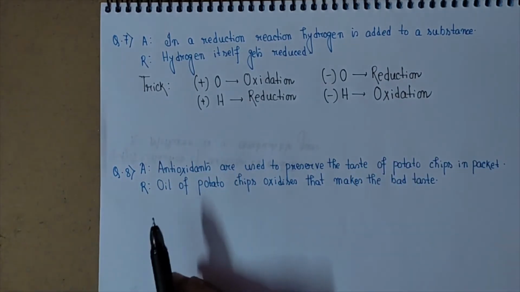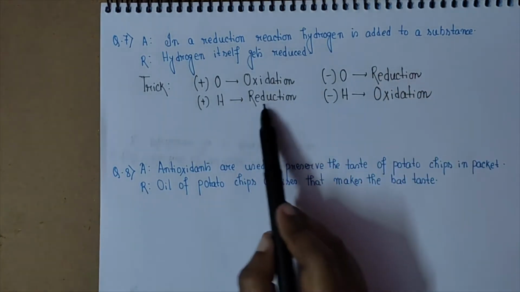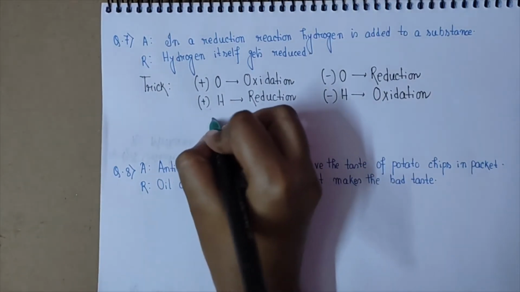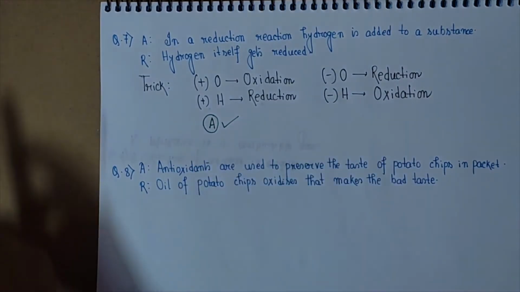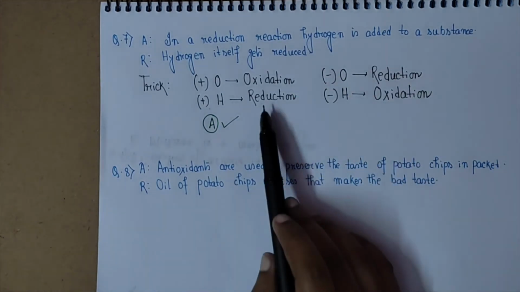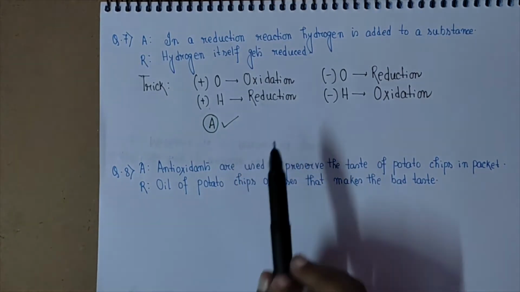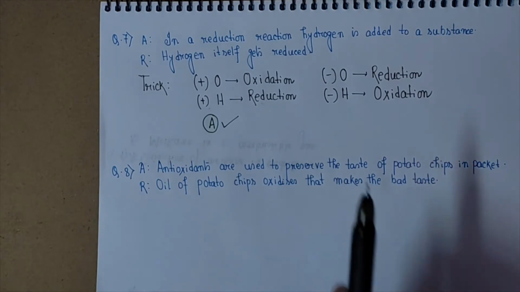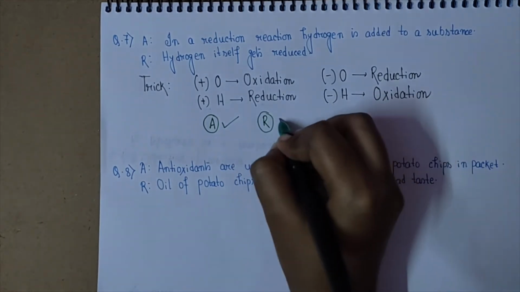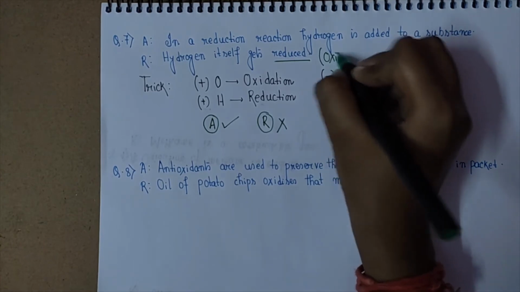Now what is the assertion given here? In a reduction reaction, hydrogen is added to a substance. This is the correct statement, so the assertion is correct. Now, hydrogen itself gets reduced? No, those substances which undergo reduction are the ones that oxidize others. So hydrogen here will be oxidized, not reduced. So the assertion is correct, but the reason is not correct.